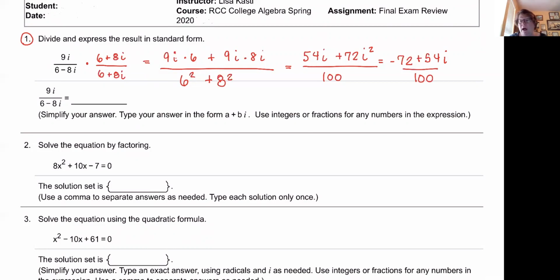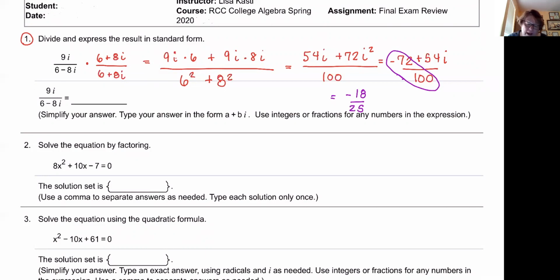Now you know that I will accept this as a correct answer, but you need to go ahead and simplify if you can. And in the 72 and 100, right here, I can cancel a common factor. There's a common factor of 4 in 72 and 100. So I would get -18 over 25 when I cancel the 4 from the -72 and the 100.